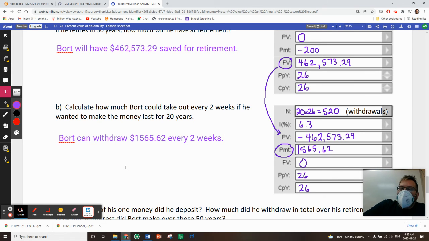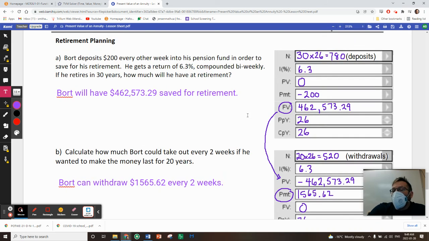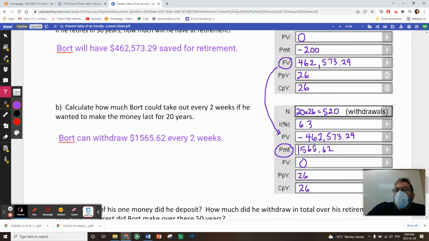Now we get to the interesting part. Now we can make a comparison. Like we talked about yesterday, $200 every 2 weeks is a lot of money. But 520 withdrawals of about $1,600 is also a lot of money. Let's compare the two.